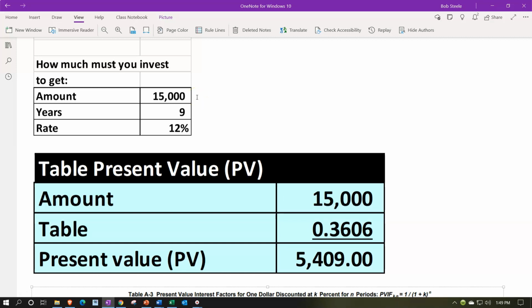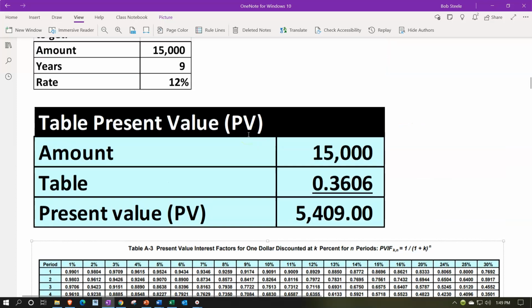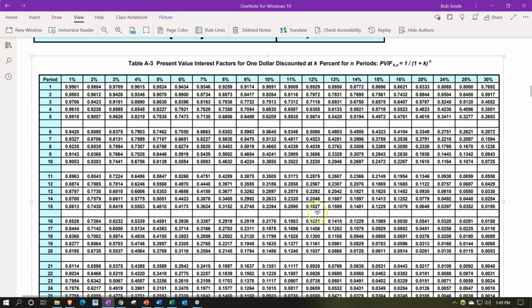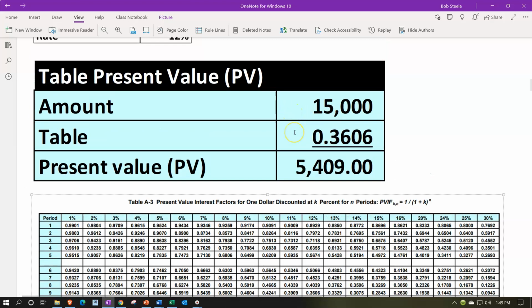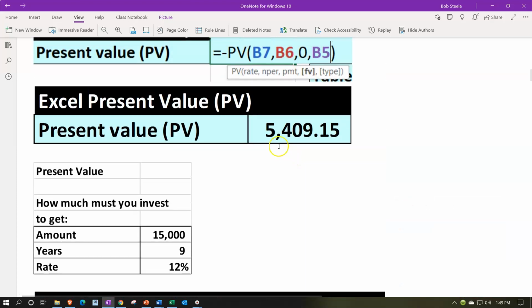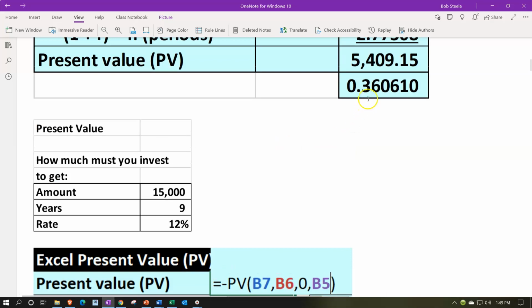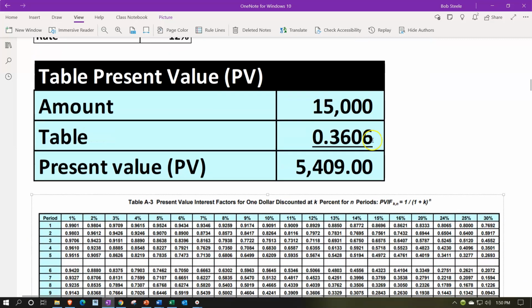So we're going to do the table time here at the 12%, 9 years or 9 periods. So is that right? 12%, 9 periods is going to be down here, 12 and 9, 0.3606. So there's the 0.3606 multiplying the 15,000 times the 0.3606 gives us that 5,409, slightly different than what we got here because the tables are rounded to 4 digits. Remember that we calculated it at 0.360610 and so on, and it is rounded down here. Be careful of the rounding with test questions.